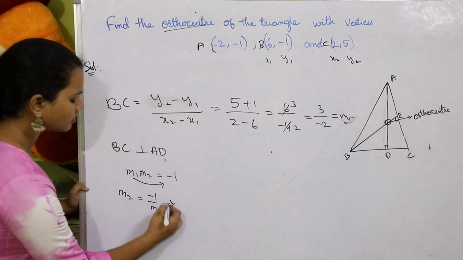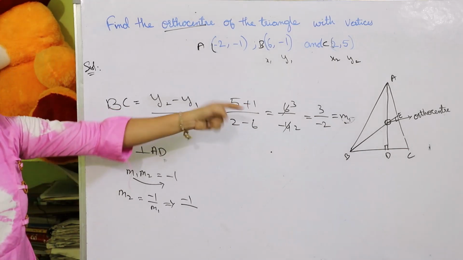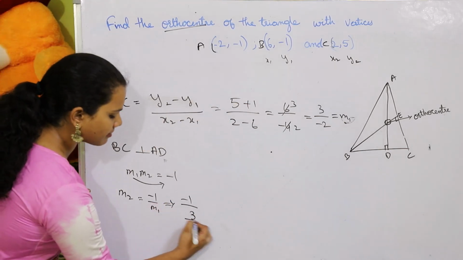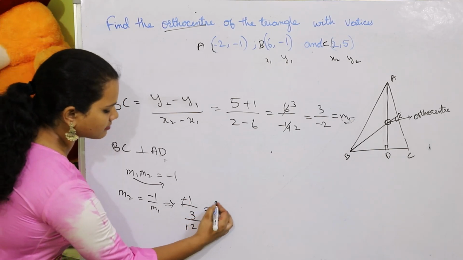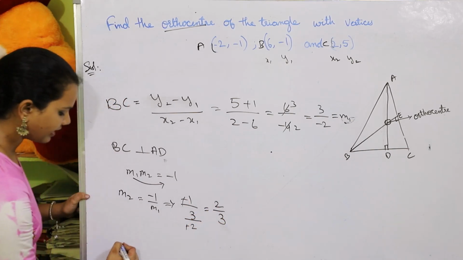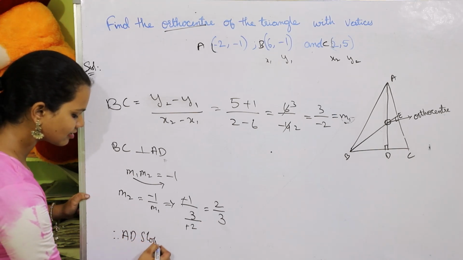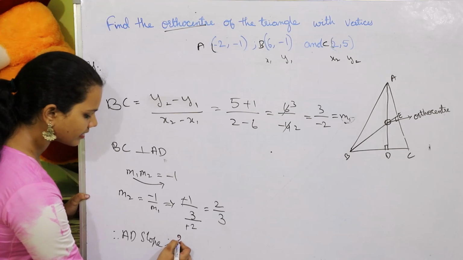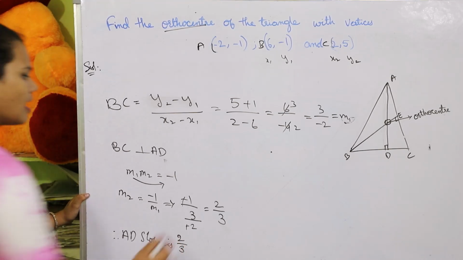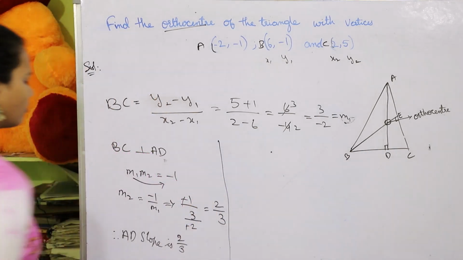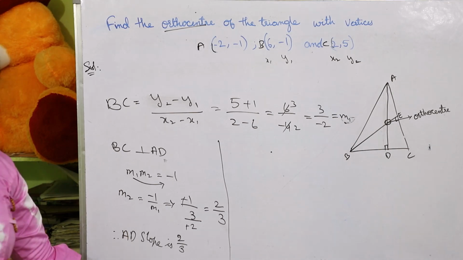Now let us substitute the value, where minus 1 by m1 value is what over there? 3 comma minus 2, right? So 3 by minus 2 is the m1 value. So minus minus cancel. This becomes what? 2 by 3. So therefore I can say the slope of AD is 2 by 3. Okay, slope of AD is 2 by 3. Clear? Now I need what? I need the equation. I don't need the slope. But here through the slope we can find the equation. So that's what I have found, the slope value.